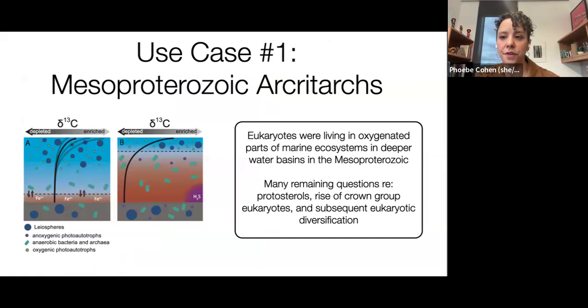There is more fossil diversity and abundance in other parts of the Roper Group that are nearer shore, and that's another interesting part of the story. There are many questions that remain regarding protosterols, the rise of crown group eukaryotes, and the subsequent eukaryotic diversification. But I think this is a really neat addition to our understanding of how eukaryotic ecosystems were structured in the Mesoproterozoic.